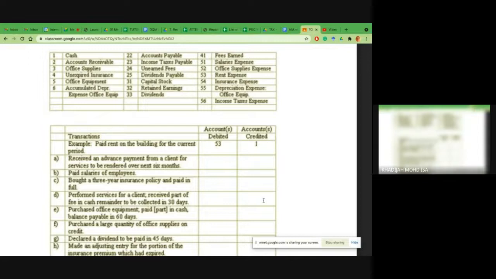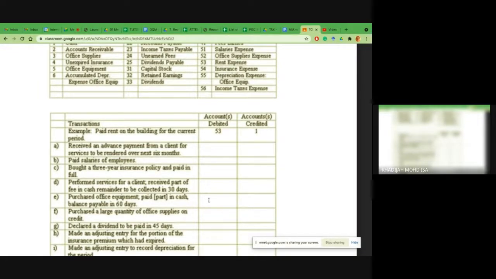Revenue account. Revenue increases your equity, that's why revenue is credited. And then you debit your cash, because you receive part of the fee in cash. And then the balance is your accounts receivable, also debited because accounts receivable is also your asset.